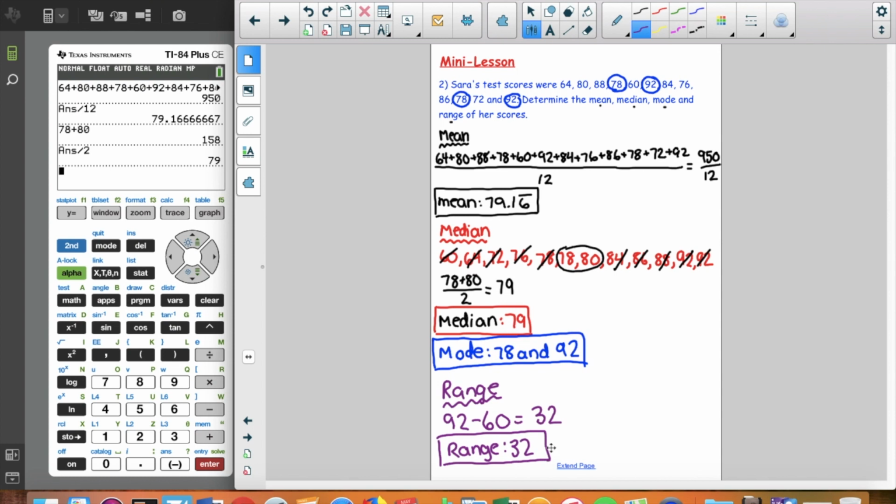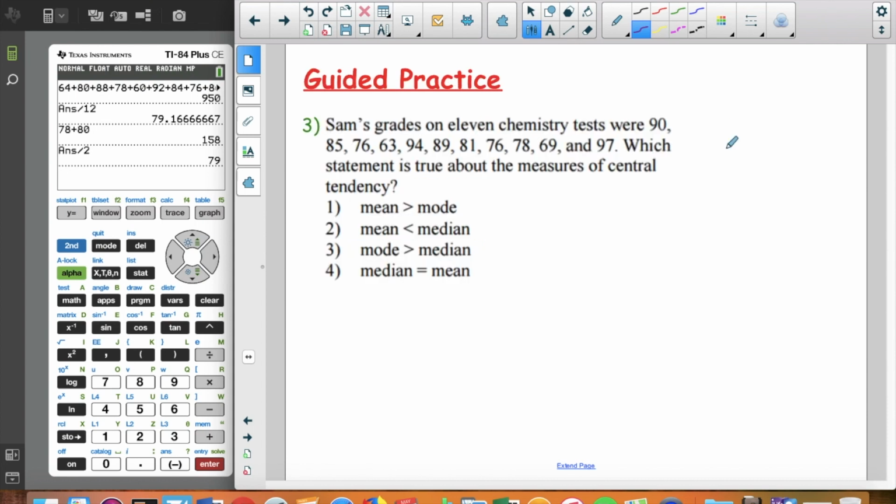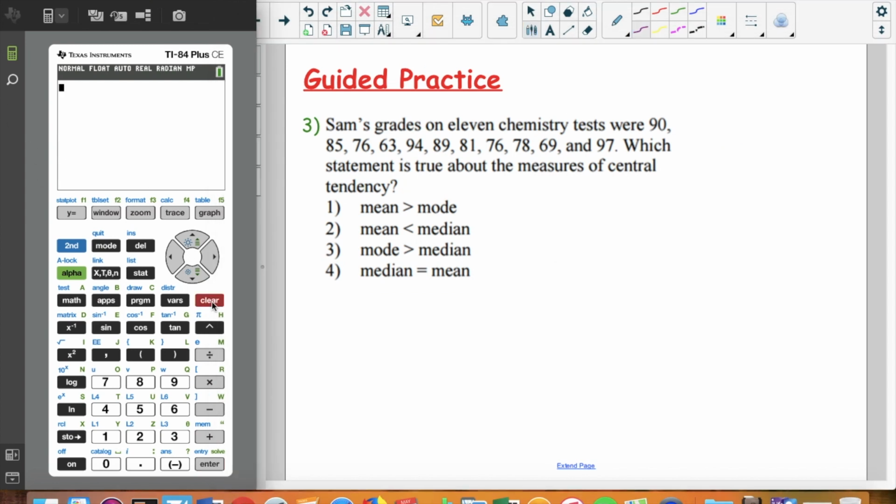Okay, now this is a lot of work. I know what you must be thinking. There has to be an easier way. Well, there is. We can find all of this information using the calculator. That's why calculators are so important. So here are the steps. If you need to pause the video and write this down or take a picture, go for it, but I am going to move forward. So I'm going to show you how to find it on the calculator, okay?